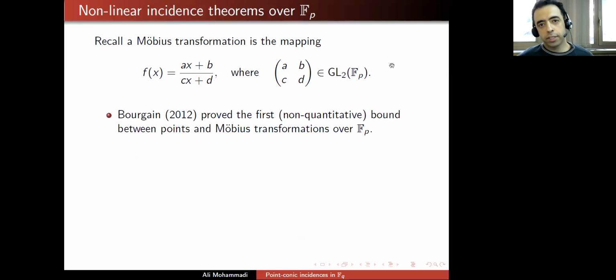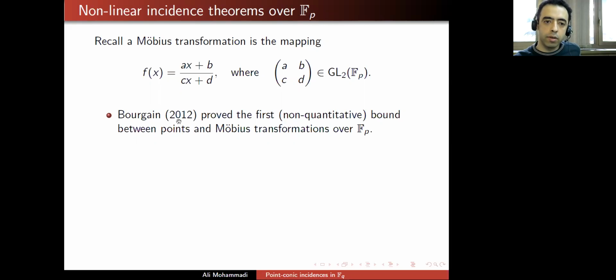For nonlinear incidences over F_p, very, very little is known. So first of all, we were talking mostly about Mobius transformations. A Mobius transformation is this mapping (ax + b) over (cx + d), where a, b, c, d are in GL2 of F_p, as in non-zero determinant.